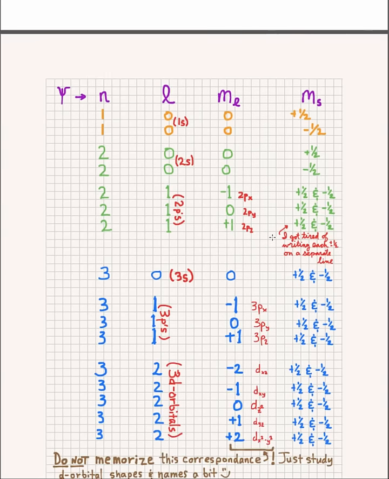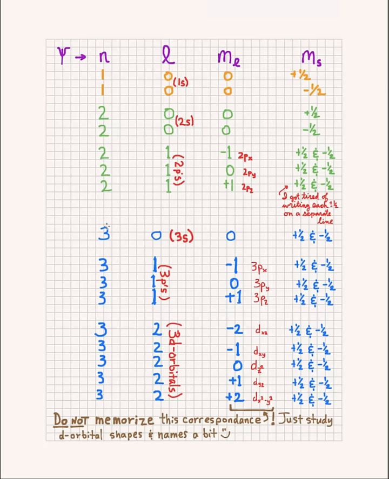That's the end of the story for n equals 2. But now n equals 3 gets even a little bit more complicated. Layer 3 has a 3s orbital, just like n equals 1 and n equals 2, and it's also spherical, so there's no orientation. It's symmetrical in space. And it's nestled outside the 2s, which is outside the 1s, which is outside the nucleus. But it still can hold 2 electrons.